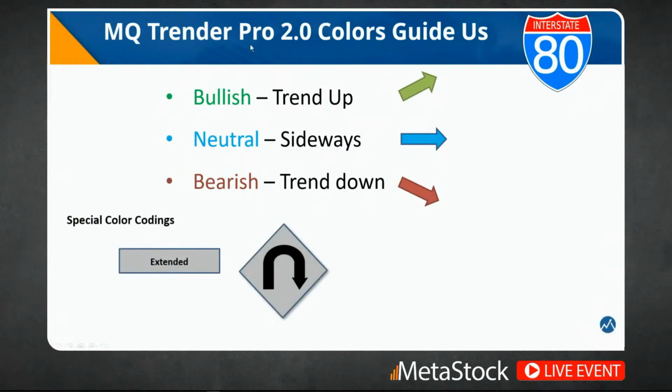This is one of the things we added in this Pro 2.0 version. We added a couple of extra variations of color here, and we have our extended color. The extended color is showing us when our markets are getting extended. It shows up as gray. It gives us a heads up that we've been running for a long time in this direction and that we might not continue anymore.